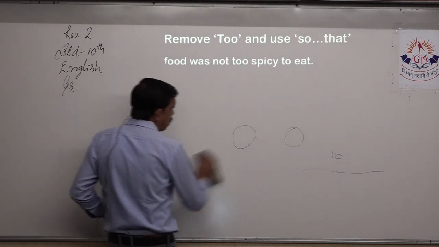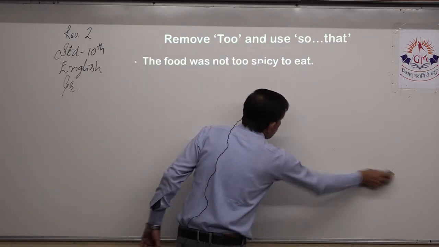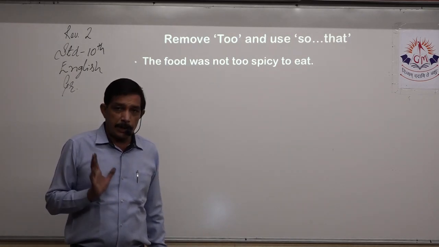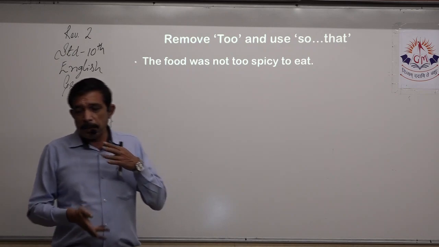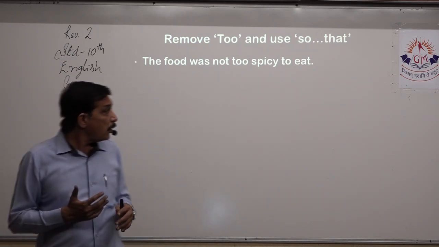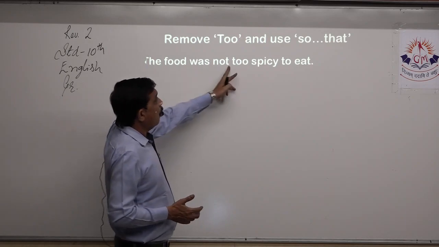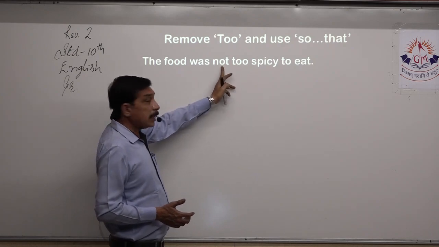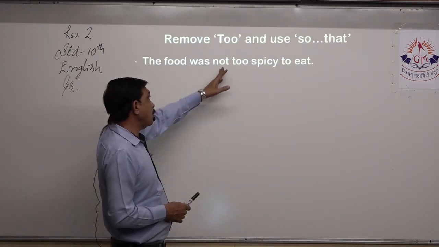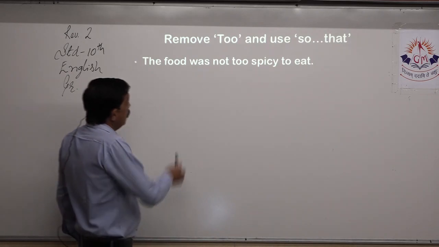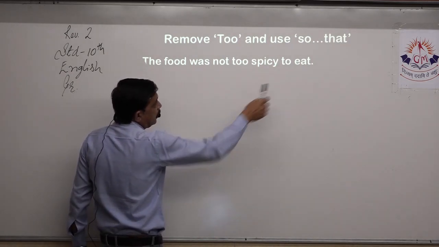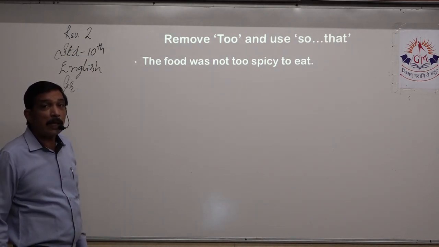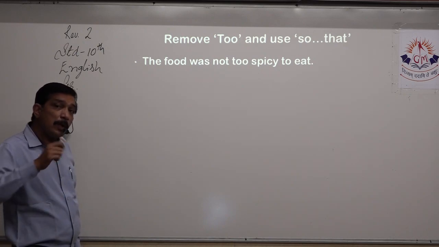Again, the opposite of that: the food was not too spicy to eat. That means it was delicious, because spicy or tasty, delicious, whatever, right, was not too. So when we use "so that", we have to remove "too", and if negation is there, that also we have to remove. But when we remove the negation, the food was so spicy that, then we'll have to add "we cannot eat it". So we remove cannot and not.